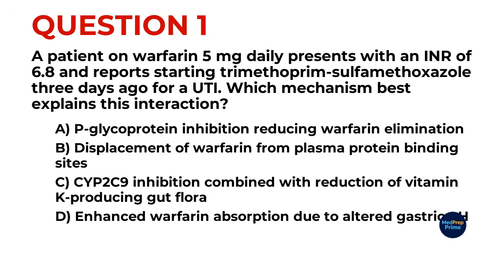A patient on warfarin 5 mg daily presents with an INR of 6.8 and reports starting trimethoprim-sulfamethoxazole 3 days ago for a UTI. Which mechanism best explains this interaction? Option A, P-glycoprotein inhibition reducing warfarin elimination. Option B, displacement of warfarin from plasma protein binding sites. Option C, CYP2C9 inhibition combined with reduction of vitamin K producing gut flora. Option D, enhanced warfarin absorption due to altered gastric pH.